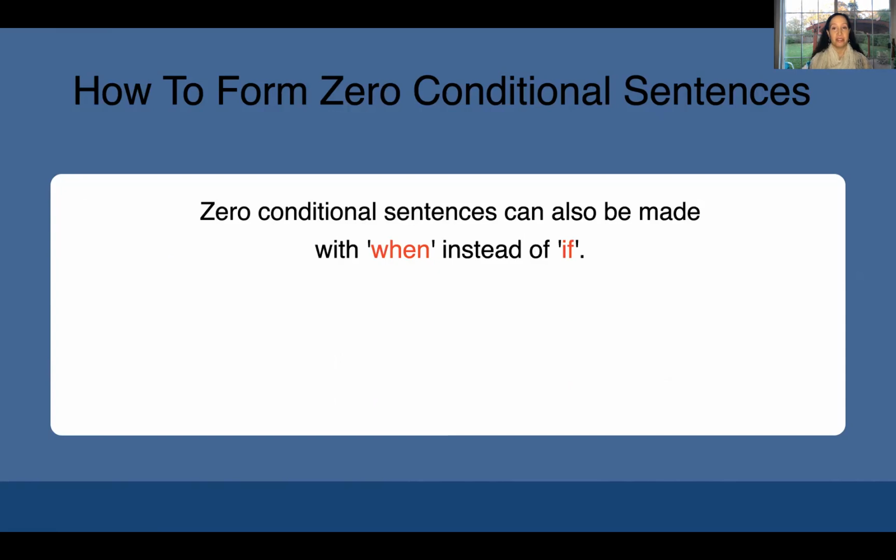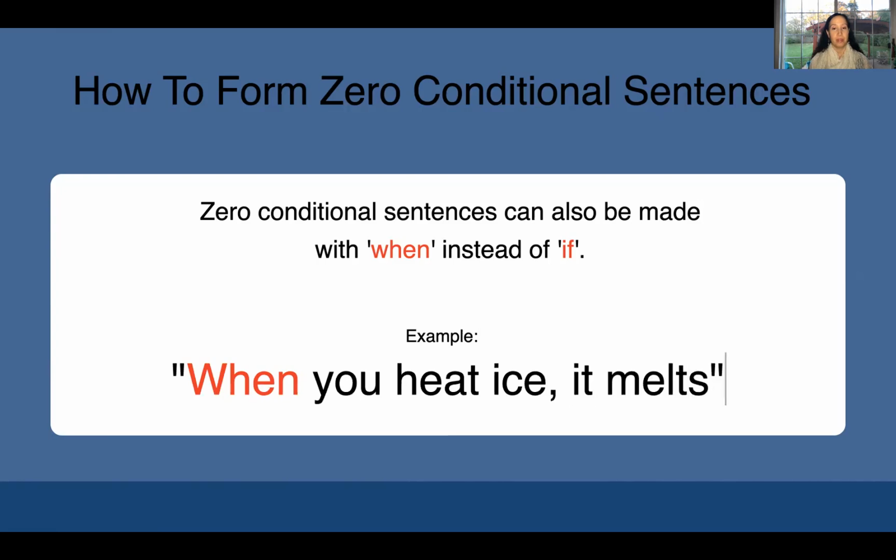Zero conditional sentences can also be made with when instead of if. For example, when you heat ice, it melts. You see how I changed it? If you heat ice, it melts. I changed it to when you heat ice, it melts.